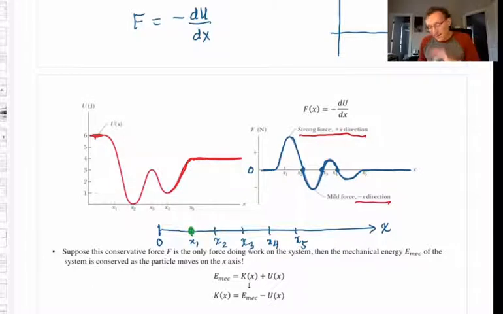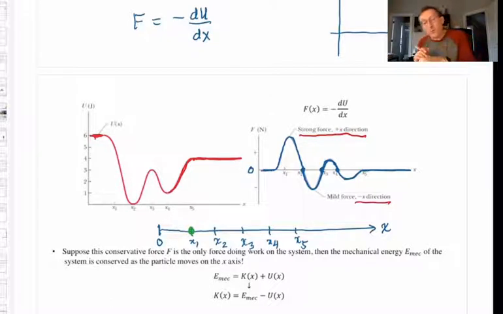For example, if I put it at x1 and let go, will it just sit there? Will it stay? What will it do? Think about that a minute. Pause the video, think about it, and then come back. Okay, so what will this particle do if we release it from rest at x1?